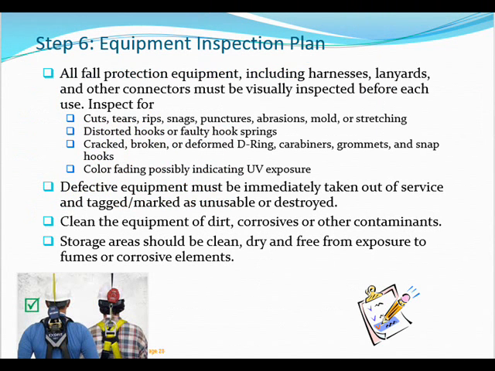Equipment Inspection Plan. Fall protection equipment includes harnesses, lanyards, and other connectors, and it must be visually inspected before each use. Inspect for cuts, tears, rips, snags, punctures, abrasions, mold or stretching, distorted hooks or faulty hook springs, cracked, broken, or deformed D-rings, carabiners, grommets, and snap hooks, and color fading possibly indicating UV exposure. Defective equipment must be immediately taken out of service and tagged, marked as unusable, or destroyed.